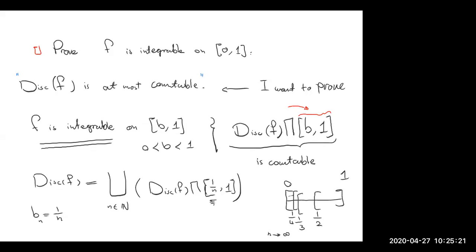So if I look at the union of these sets for all natural numbers, when n goes to infinity, this thing is converging to 0. So I have this equality between these two sets. So does this equality make sense? Is it clear for everyone why this thing is correct?